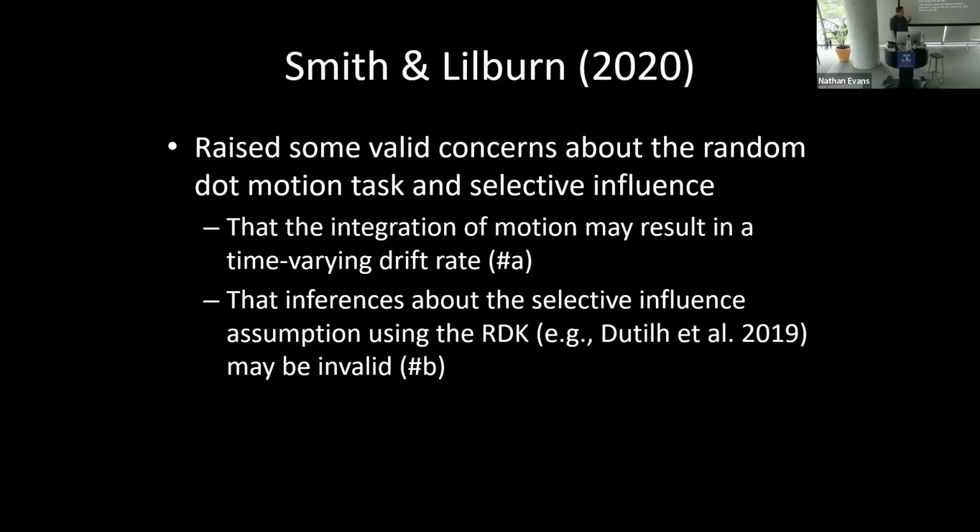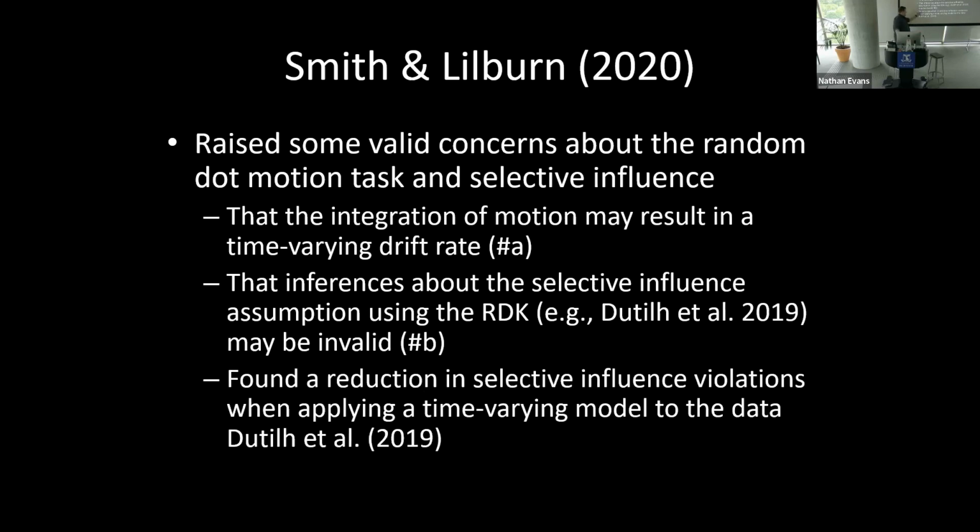And then the second point, that inferences about selective influence, such as this recent Dutil et al. paper using the RDK, may not be valid because they're using a paradigm that will cause time varying drift rates, but the model doesn't include time varying drift rates, right? Their paper was quite long, so lots of things happened. This is a very coarse summary. But they found a reduction in selective influence violations when applying a time varying model to the data.